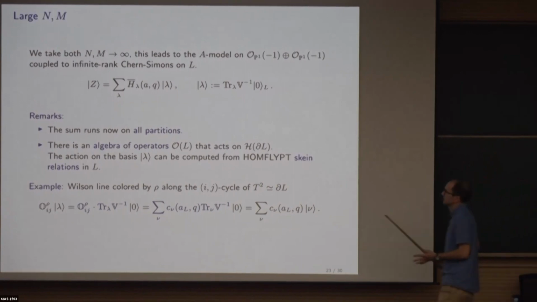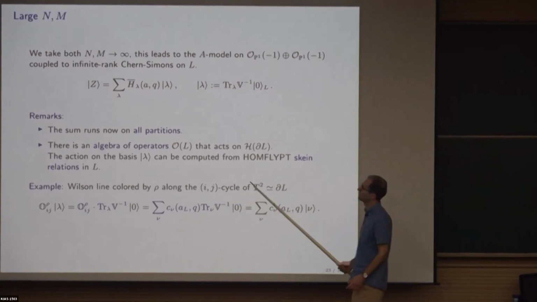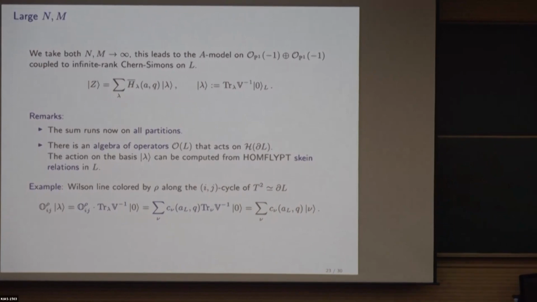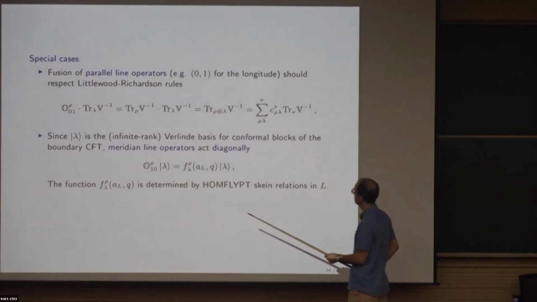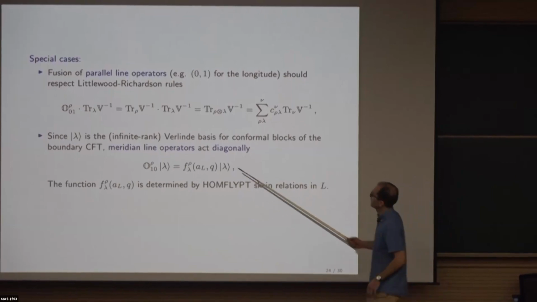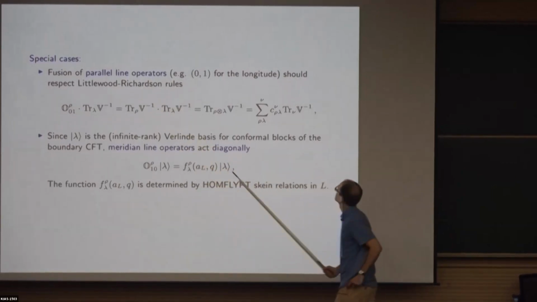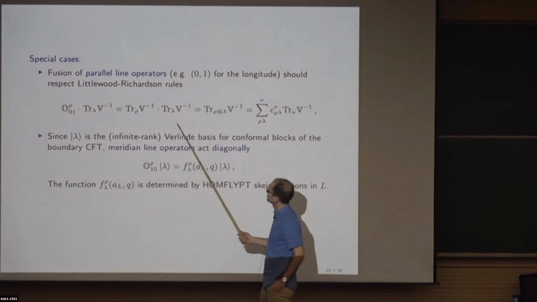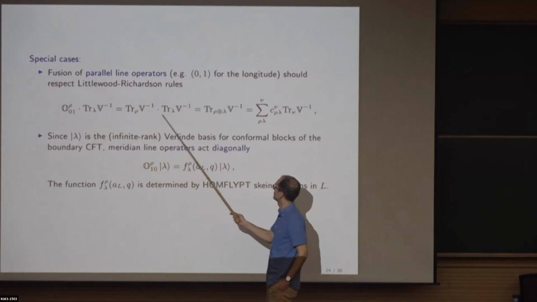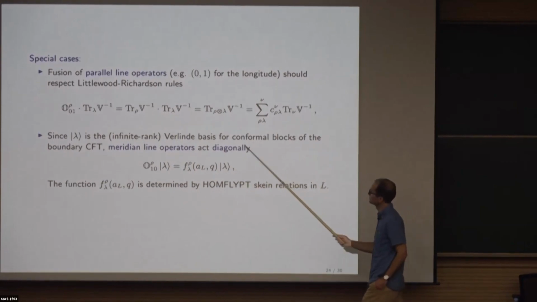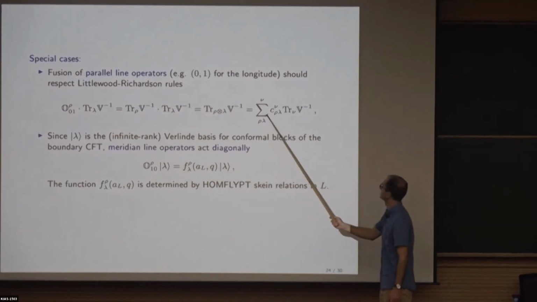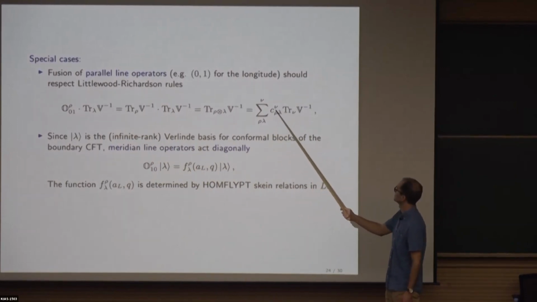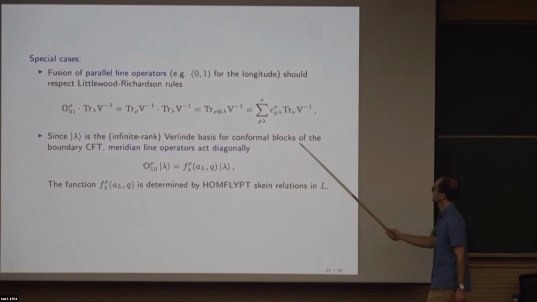So this is just to say that everything is quite computable, even though we are at infinite rank, and everything follows from the skein relations for the Wilson lines. Okay, so there are some cases which are especially simple. Just very briefly, if you have two parallel line operators, then their fusion is just what you would expect from the Littlewood-Richardson rule. So you take parallel Wilson lines in two representations, you get a sum over all representations obtained by the fusion of rho and lambda, by the tensor product.